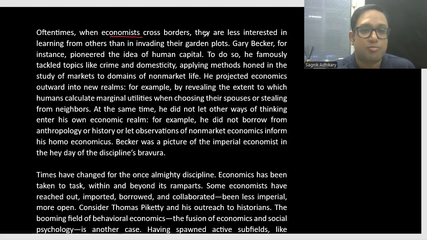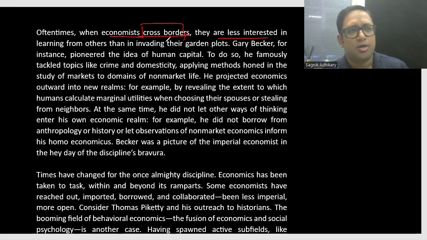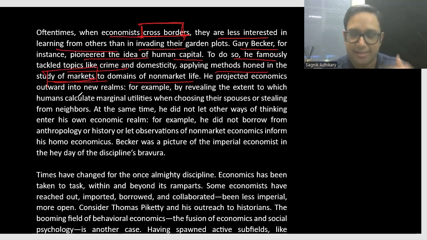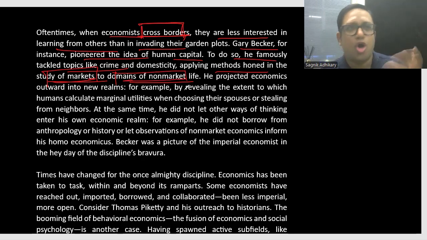Oftentimes when economists cross borders, we're not talking about crossing borders literally, we're talking about them crossing borders of their subjects. They're less interested in learning from others than in invading their garden plots. Gary Becker, for instance, pioneered the idea of human capital. To do so, he famously tackled topics like crime, domesticity, applying methods honed in the study of markets to domains of non-market. This is where we see cross borders.